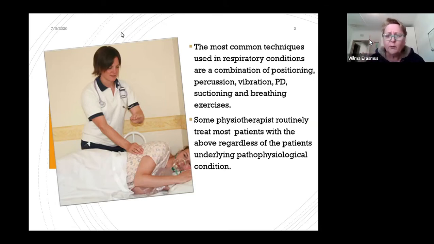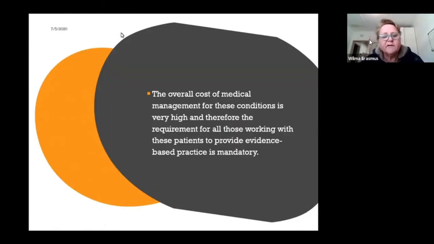So go according to what's the problem, what is the aim of my treatment, and which treatment modality is best to achieve the aim that will resolve the problem. So that's how we should think, and that is the clinical reasoning skills that we should apply. The overall cost of medical management of these conditions is very high, and therefore, for all of us working with those patients, we must provide evidence-based practice.